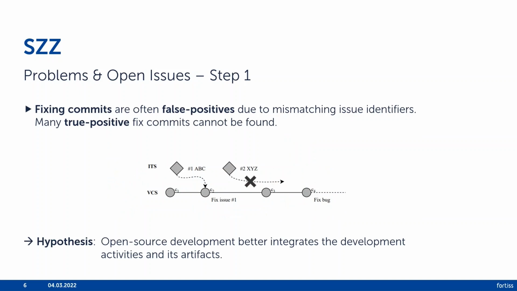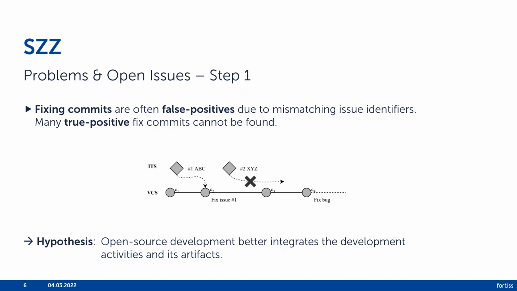For the first step of the algorithm, fixing commits are often false positives because they are mismatching the issue identifiers in the commit message. This is because the first step of SZZ often relies on regular expression matching, which is quite error-prone in this approach. Also, many true positive fix commits cannot be found using the traditional approach.